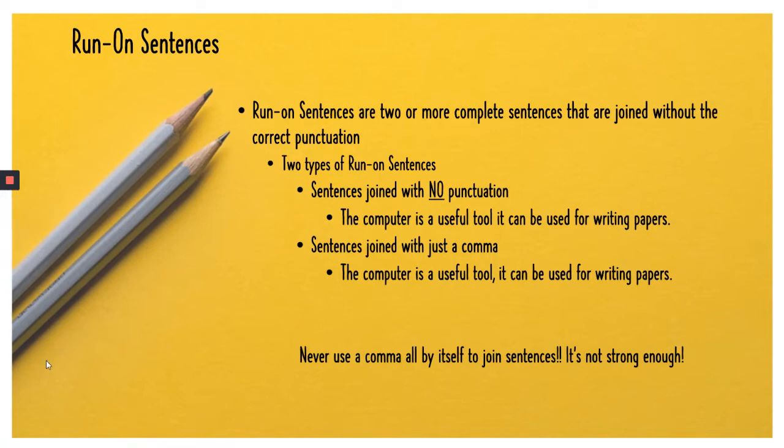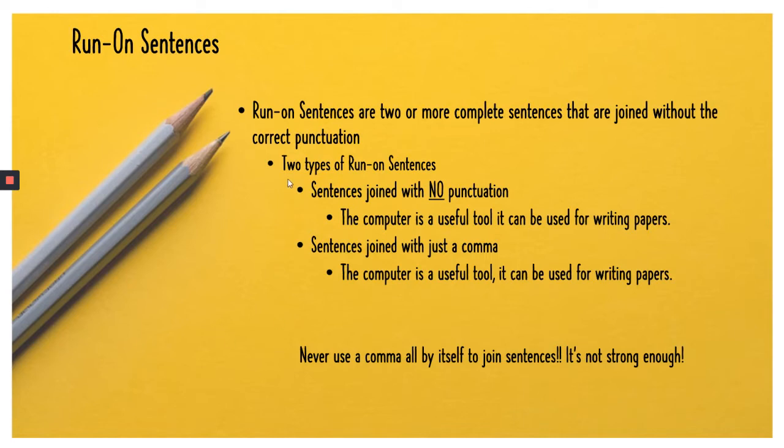So what is a run-on sentence then? If we know that every complete sentence needs to have a subject and a predicate, a run-on sentence is when you have two or more complete sentences that are joined without correct punctuation. What this means is that you've kind of taken two sentences and smashed them together in a way that we would do when we speak. But the problem is that when you wrote them down on paper, you didn't join them correctly.